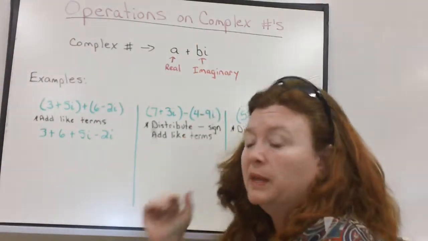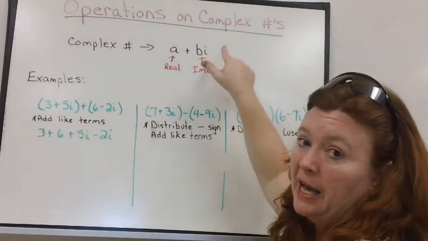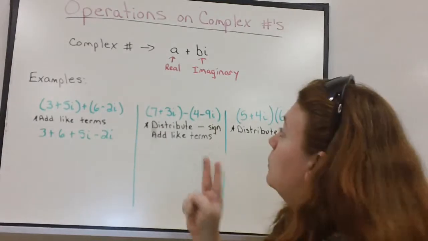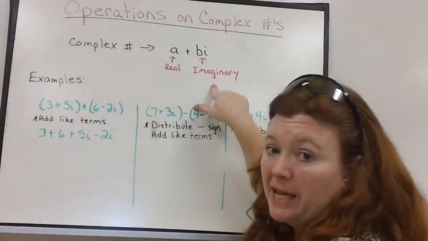Okay, how do you write complex numbers? Complex numbers are always written a plus bi. There's two parts to that. Number one, the a stands for the real value. The bi stands for the imaginary value.